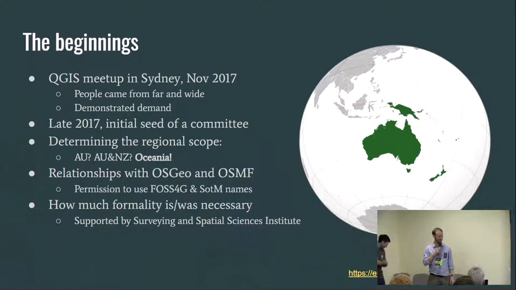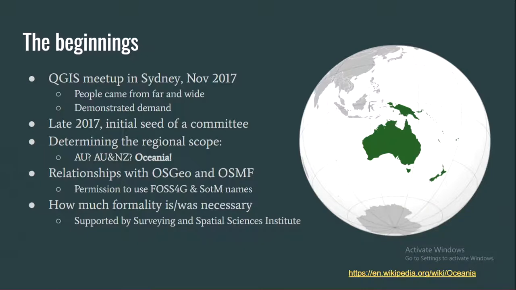So I want to give you a little bit of background on the beginnings of our organisation and our conference. At the end of November in late 2017, there was a group of people in Queensland who organised a QGIS meetup, and they thought they'd get a few folks together and have a little chat. It ended up having 80 people there, including people coming from as far as Hong Kong and as far afield as Tasmania, all the way to Queensland. And they had a really good forum, a really great discussion.